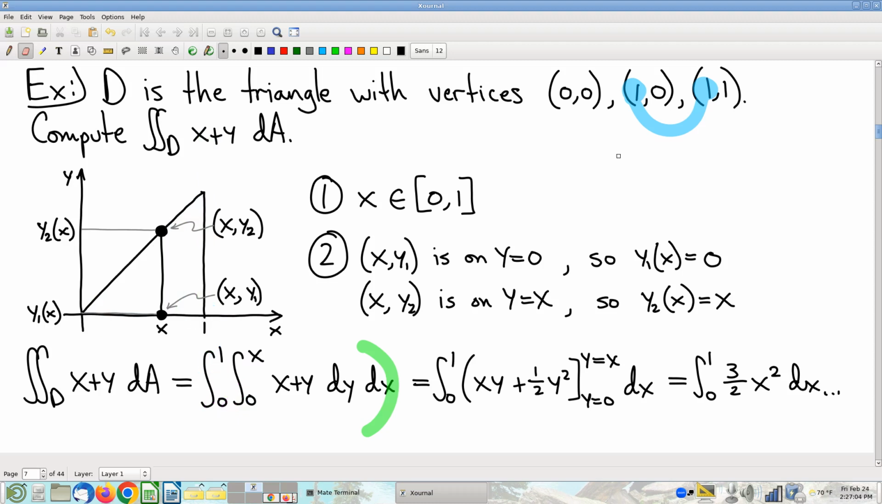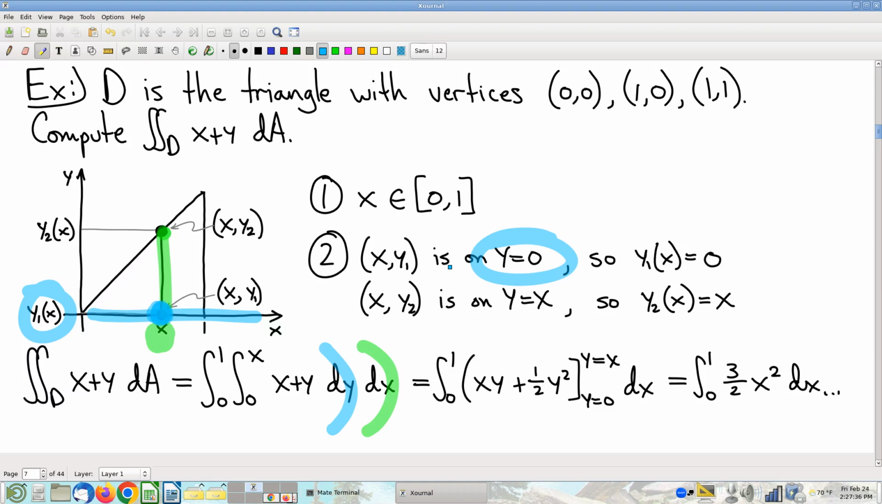Okay, now with that done, I'm going to fix a value of x. We're going to focus our attention on just that x slice. We now are going to move to the inside bounds. Let's try to figure out now what are my y bounds. I'm going to start with the easy one, the lower bound. This lower bound is defined by that point, which is on this curve, which conveniently has an easy equation. It's the x-axis, so the equation is y equals 0.